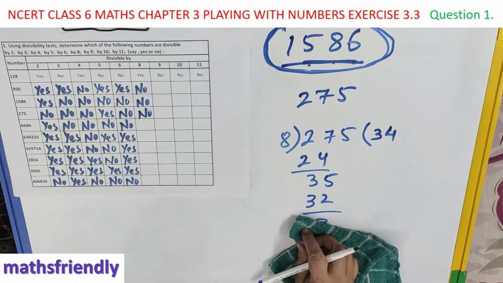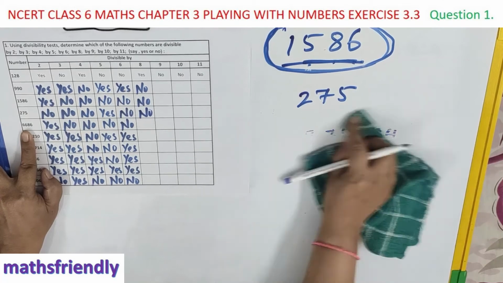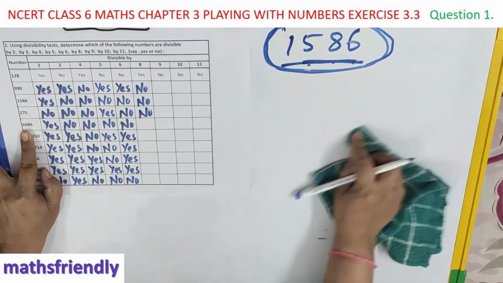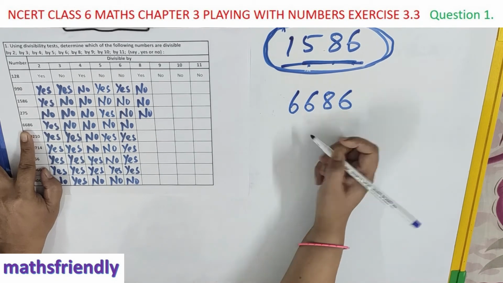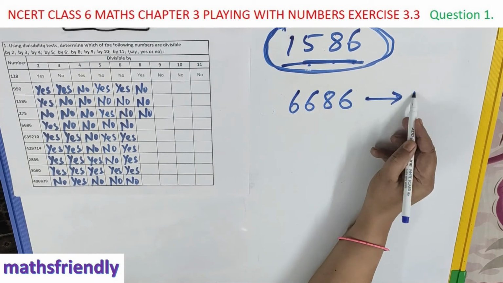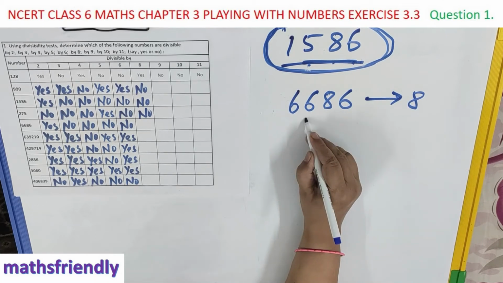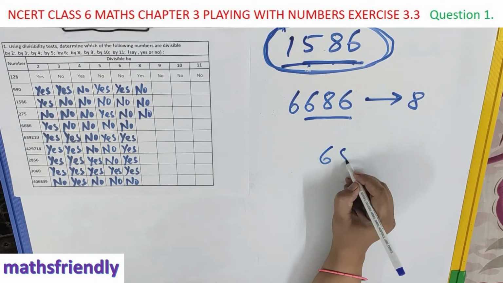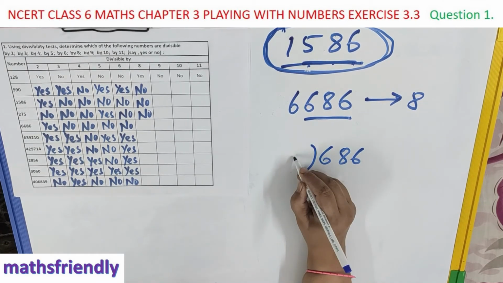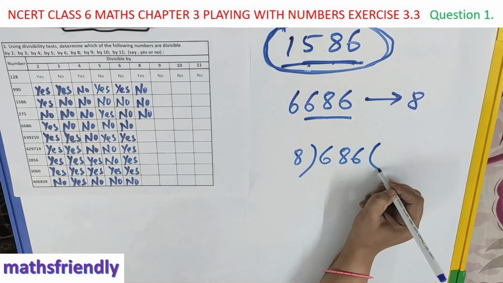Okay, so we will write no. Now what is the next question? The next number is 6686. We want to check its divisibility by 8. So what we have to do? We have to check the divisibility of the number found by the last 3 digits, whether that number is divisible by 8 or not.